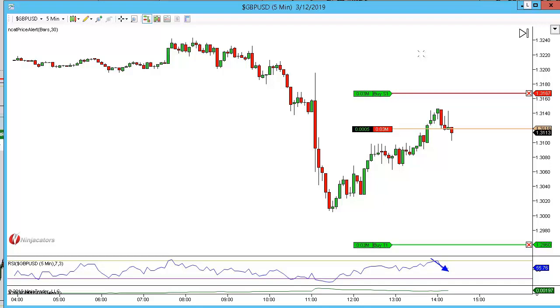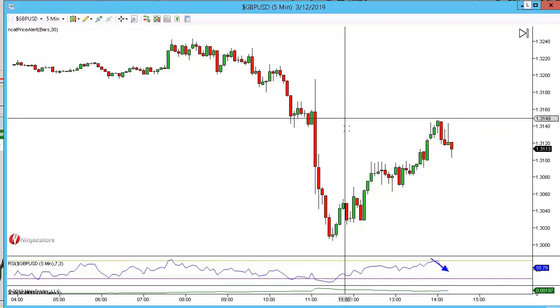We're on the pound dollar on the 5 minute. As a result of the Brexit news throughout the course of the day, the market had rallied and then consolidated, and it's now provided an entry reason in the form of a flag pattern. So I'm just going to draw this out so that we can see it.